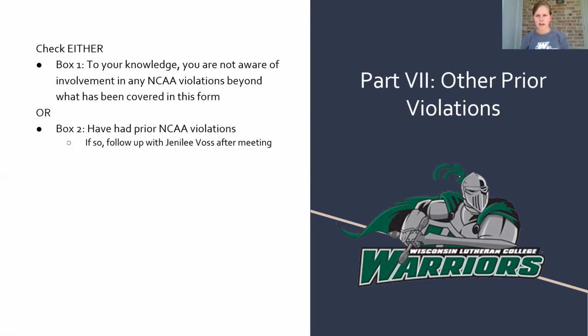Part 7, other prior violations. You would check either box 1, to your knowledge, you are not aware of involvement in any other NCAA violations beyond what we've already covered, or box 2, that you have had prior NCAA violations. Again, we would be following up after this meeting to discuss those.